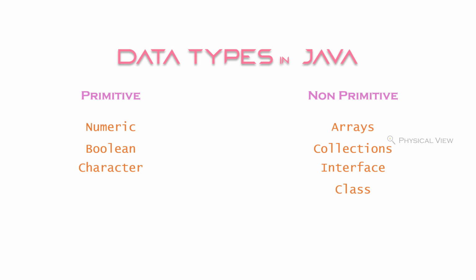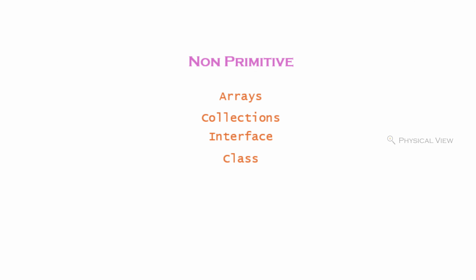Now, regarding non-primitive data types, they don't have a predefined size like primitive types. There are 4 types of non-primitive data: arrays, collections, interfaces, and classes. Arrays can store multiple types of data, but these must again be defined in primitive types. Similarly, collections can also hold multiple data types defined in primitive types. We will learn about interface and class in subsequent videos.